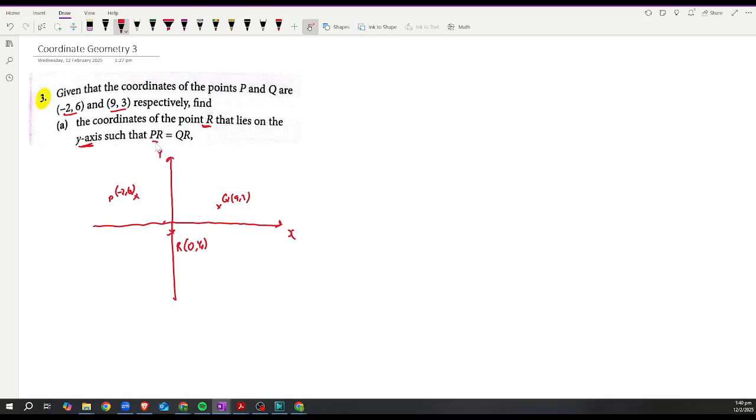Then the question tells you that PR equals QR. So we can draw the line PR, and I'll use another color for QR. We have to show that the length of PR equals the length of QR, which gives rise to another confusion. A lot of students confuse gradient with the length of a line. So you have to be very clear what's gradient and what's the length of a line. The gradient tells you how steep a line is. Two lines of different lengths can have the same gradient if they are parallel. They have the same steepness.